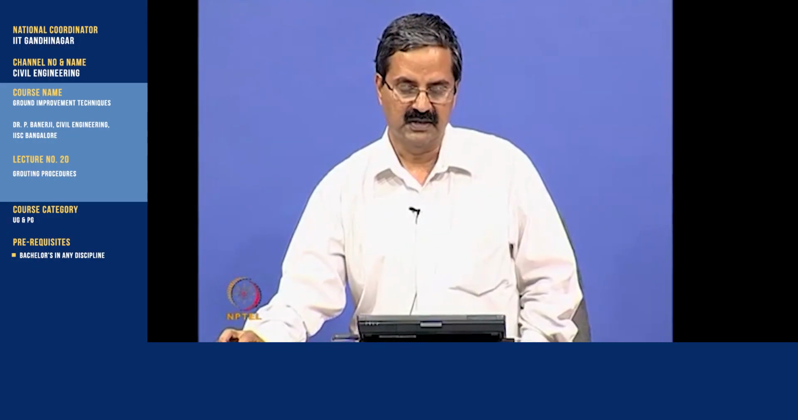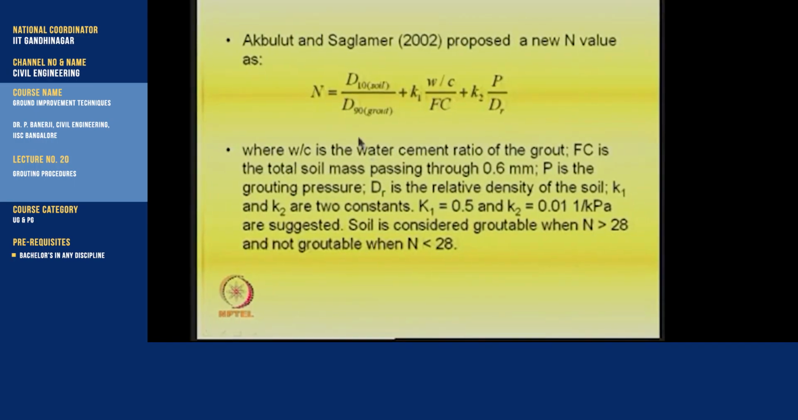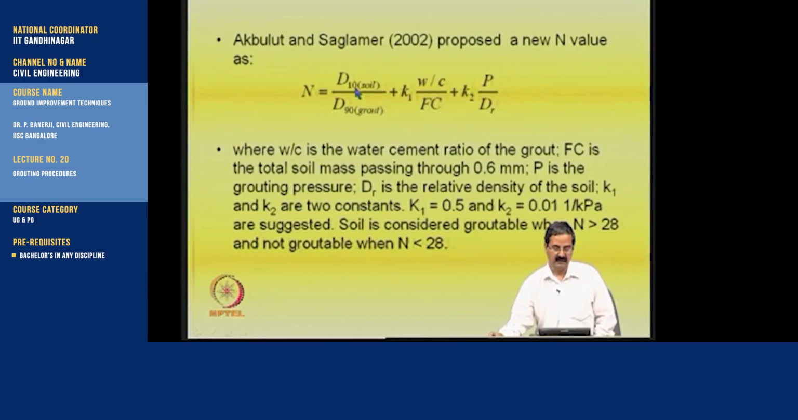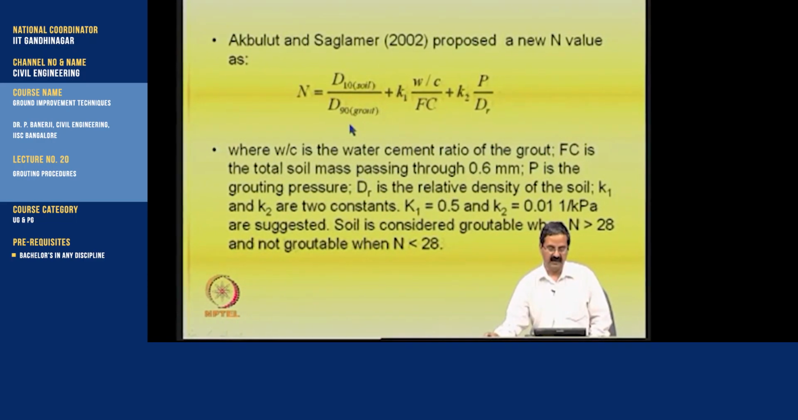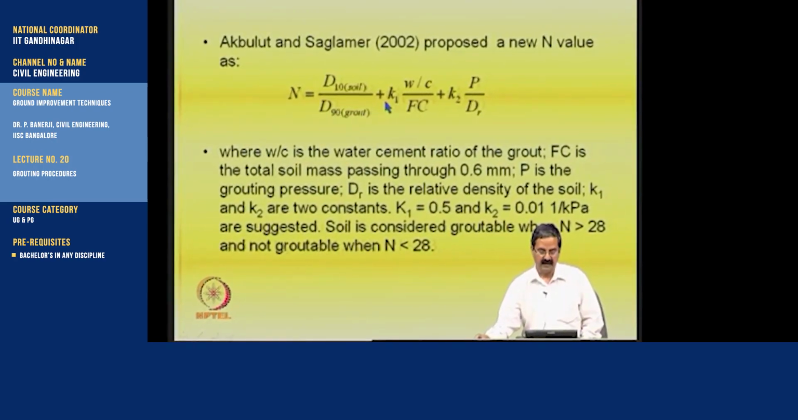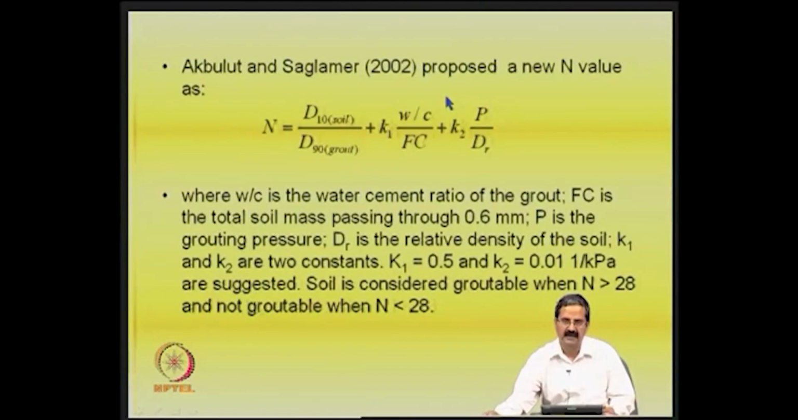In fact, this is one more such thing, a new n value has been proposed, which says that n is nothing but it should be able to compare the D10 of the soil and also the D90 of the grout. If the ratio is good, it is fine. Plus he talks about, because in the previous methods that we saw, they only talk about grain size distribution of the soil and the grain size distribution of the grout.